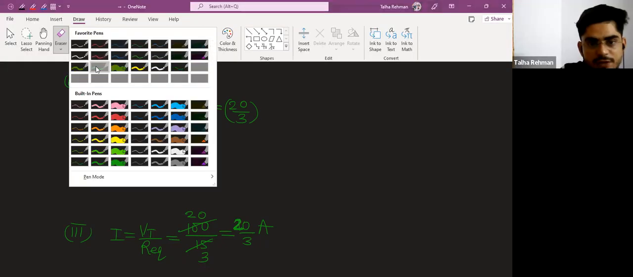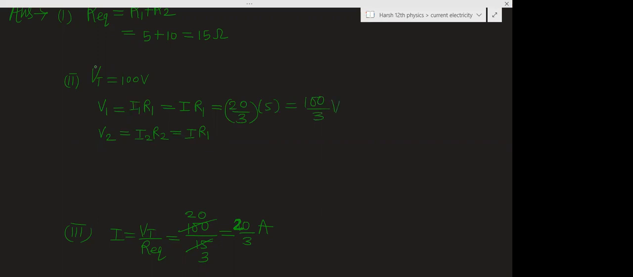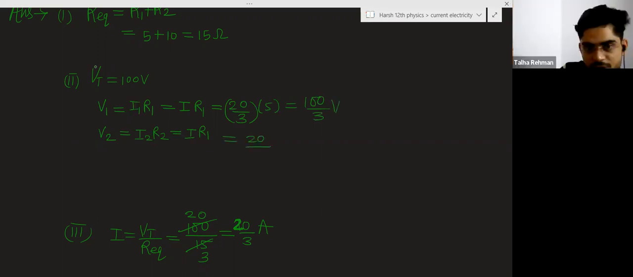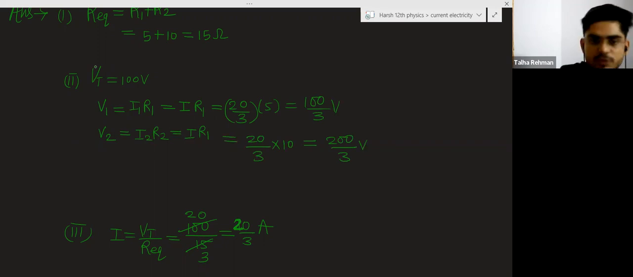There is no R3, so into 5, this will become 100 divided by 3 volts. This will become 20 by 3 into 10. This will become 200 divided by 3 volts.